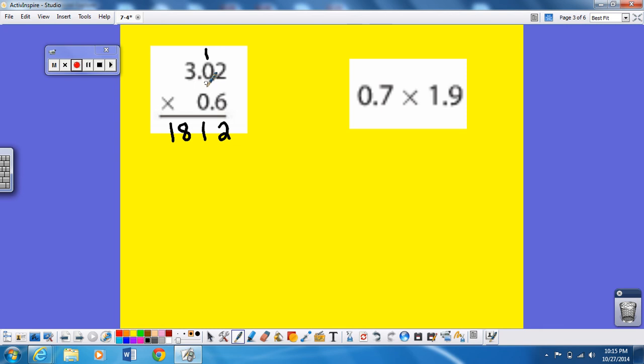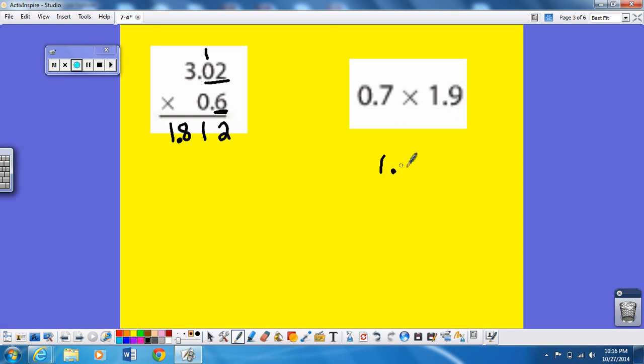Now let's count the digits past the decimal point in both factors. We have 1, 2, 3. That means when you write your answer, you have to have 3 numbers past the decimal point in your answer. Just like we had up here, 1, 2, 3, 1, 2, 3. So 3.02 times 0.6 is 1.812. Now, if you'll take a look at this one, this one's written horizontally, and obviously we're not multiplying powers of 10, so we can't multiply this horizontally.